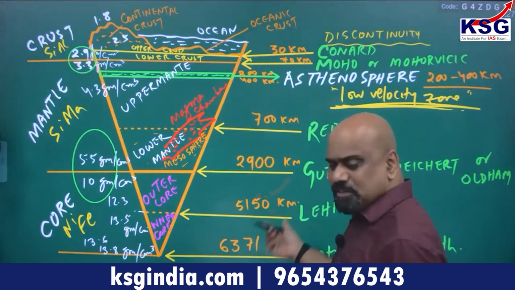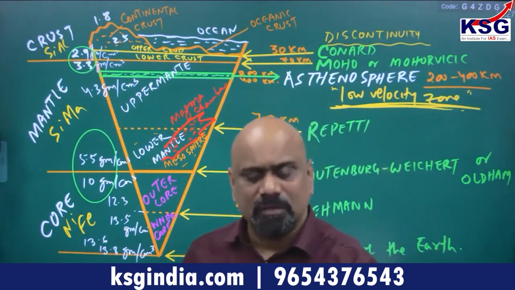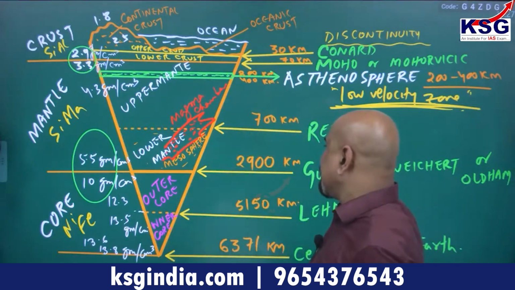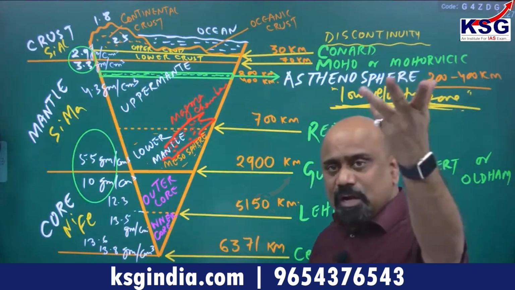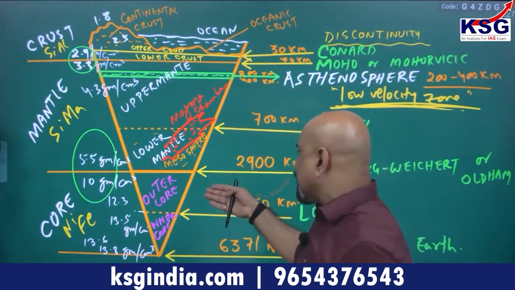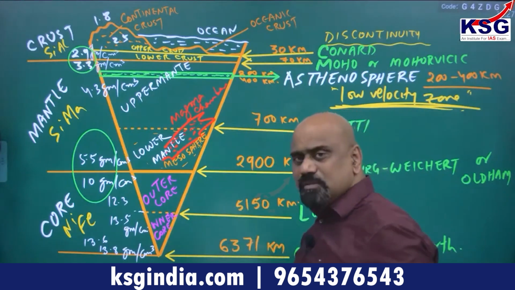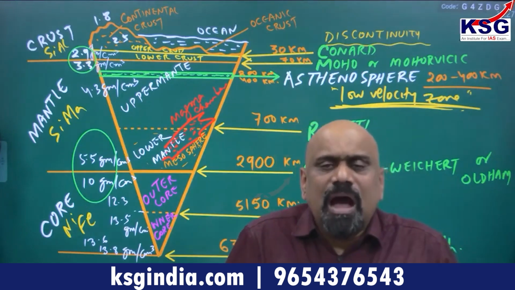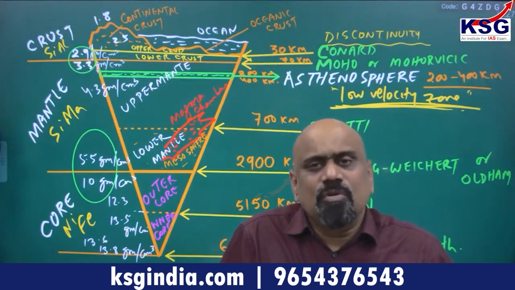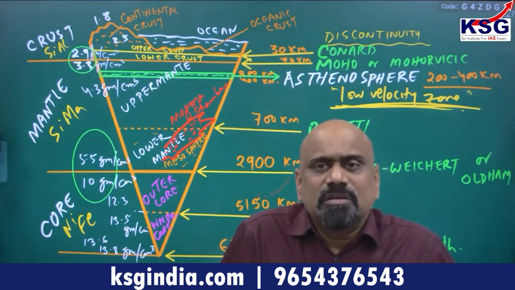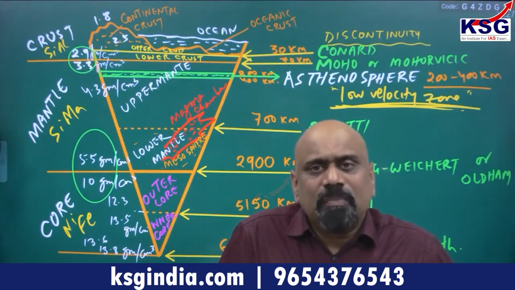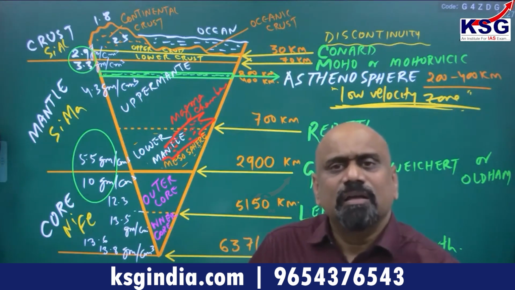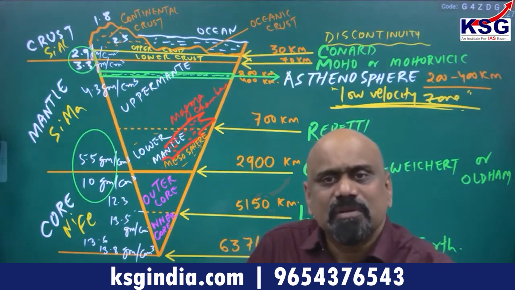Below 2900 kilometer it is found. The velocity of both P and S waves decreases, but S wave cannot pass beyond this particular zone, which shows that the outer core is liquid. We came to know the outer core is liquid because the S wave cannot pass through it. Which means it is a liquid one.